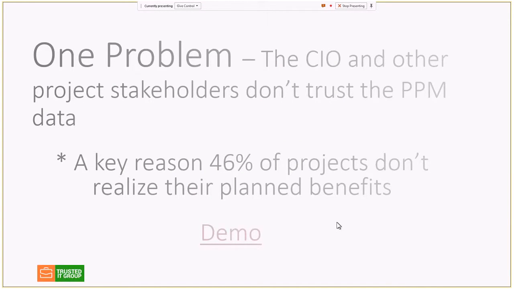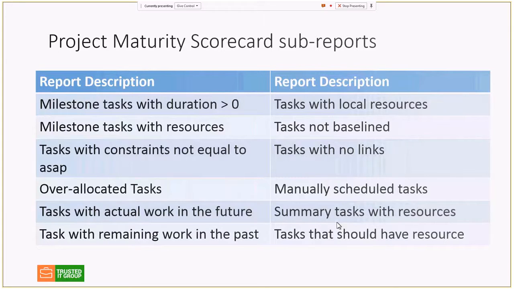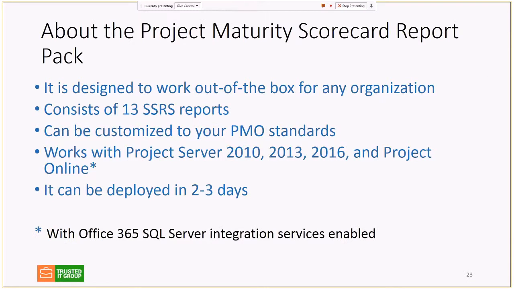So just a few more things about this report pack. It is designed to work out of the box for any organization because it uses standard fields. It consists of 13 reports, main scorecard, and then 12 additional sub-reports. It can be customized to your PMO standards. It works with Project Server from 2010 to now. It'll work in 2016 and Project Online with that SSRS enabler. It can be deployed in 2 to 3 days. If you work with us, it's a free item, as long as you purchase our consulting services.